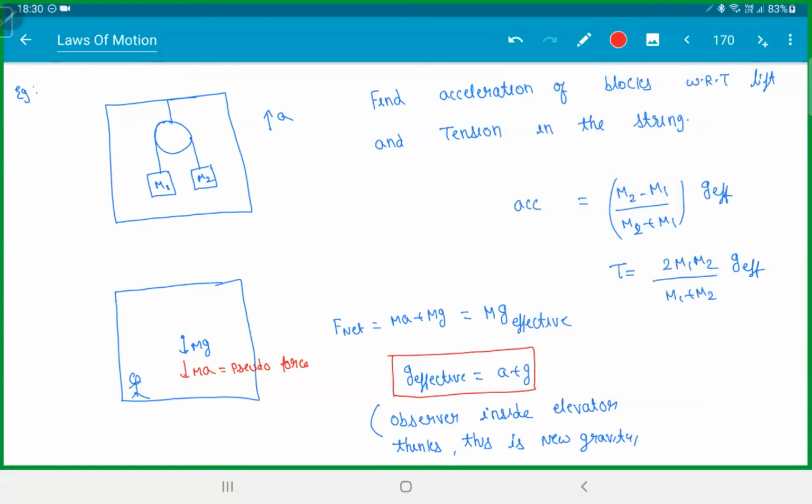So basically, this is the idea that any mass inside the body will think the gravity has become g plus a. So what happens to the equations? It will be M1 g effective, M2 g effective, T tension, everything will be the same. Only in place of g, g effective will be replaced. Sure, everyone?